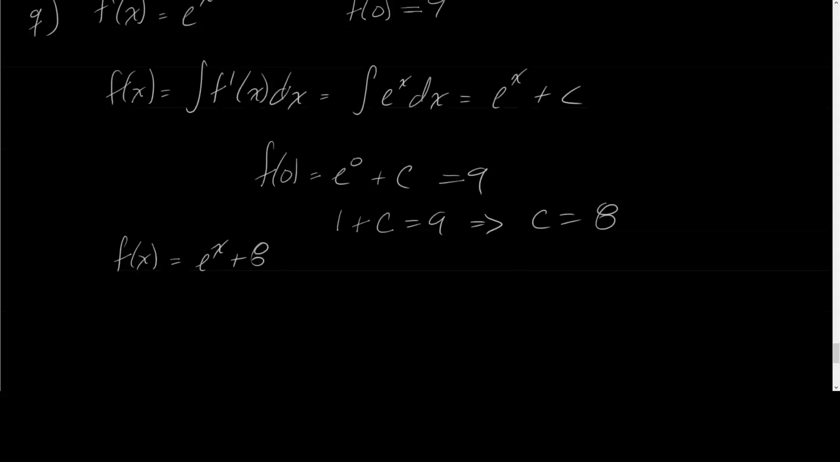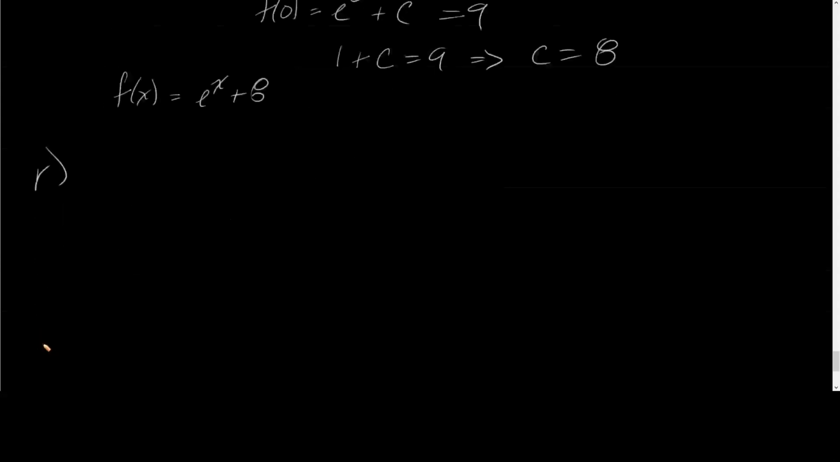So R. Let's say that I had the following. F double prime of x is equal to x squared. F prime of 0 is equal to 1. And f of 0 is equal to 4, right? So in here, notice that I have two initial conditions given this f double prime of x. Well, let's see what we can do here.